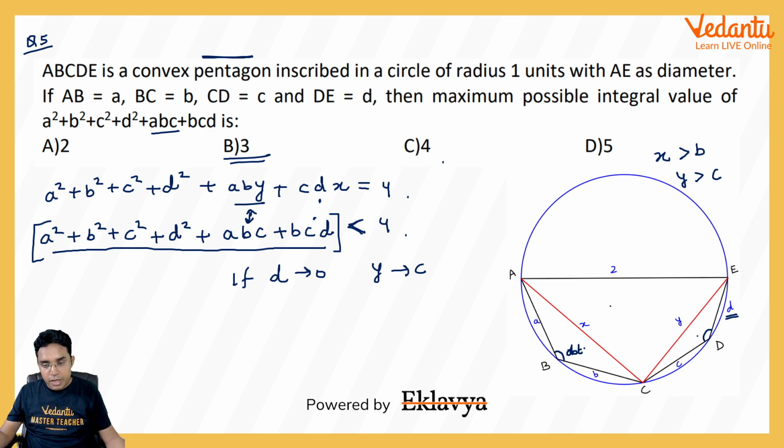In fact, it can be checked for other values that values lesser than 3 will be possible. You may take some other pentagon here. Its length, this AE, is 2. So taking a, b, c, d all equal, it can be checked that this value will be lesser than 3. Just 1 minute. Yeah, it will be lesser than 3. So the maximum possible integral value will become equal to 3. It can be checked. Let me think. Just 1 minute.